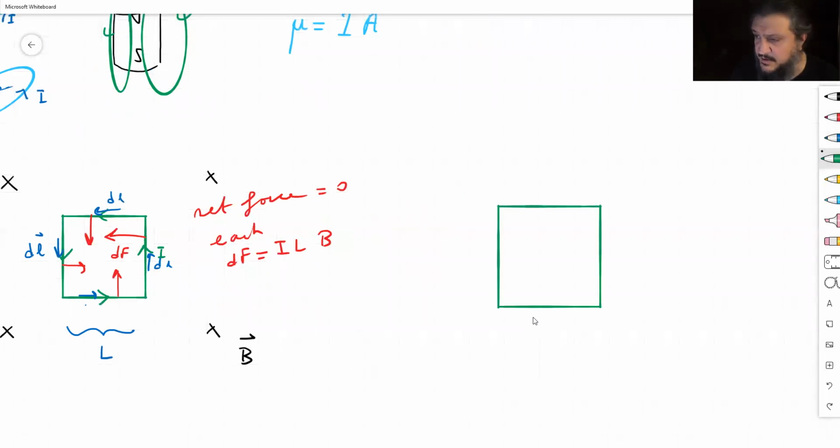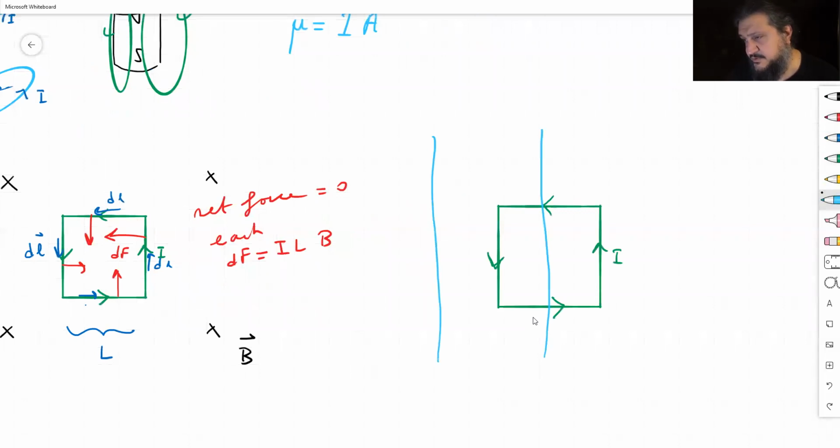But still a counterclockwise current. Okay, let's just change the magnetic field. So how about a magnetic field which is pointing up? It's a uniform magnetic field. Okay, magnitude is the same everywhere. It's pointing up.